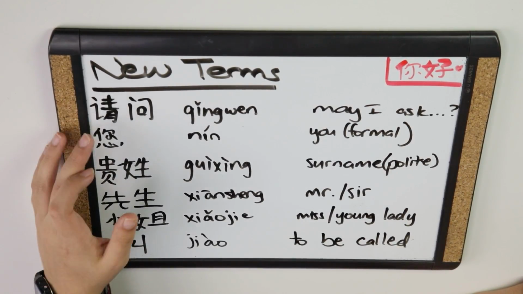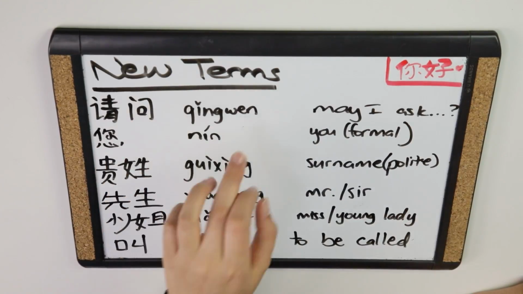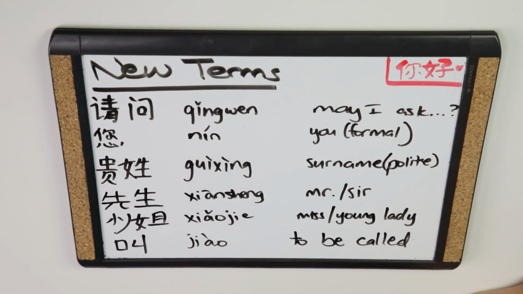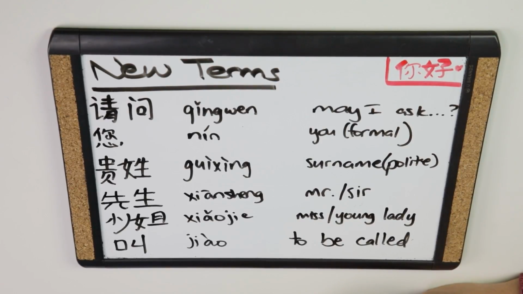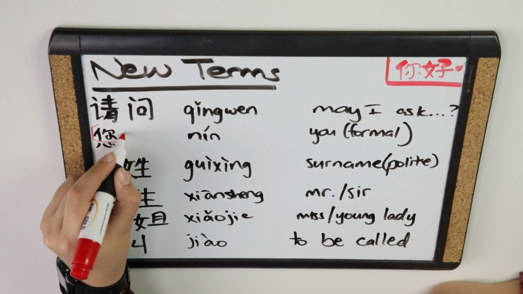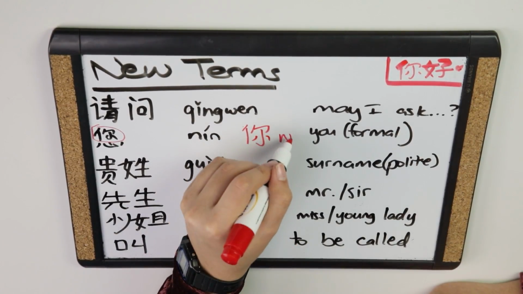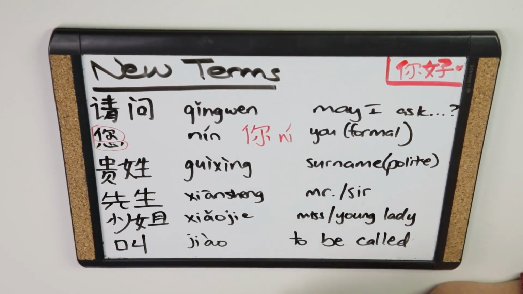Our first term we have 请问. 请问 means may I ask? Literally, 请 is please, and then we have ask. Putting together please ask, but it will translate roughly to may I ask. Next we have 您. You might know this one because it looks like 你. But in this version, you have this 心 on the bottom, which turns it into 您, making you formal instead of just a regular casual 你.